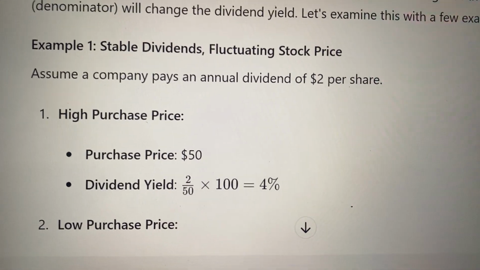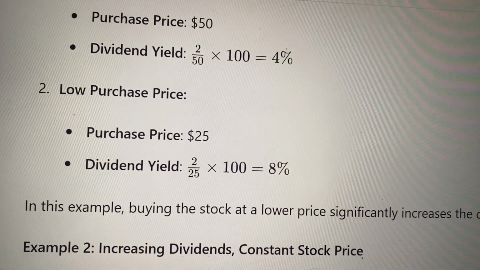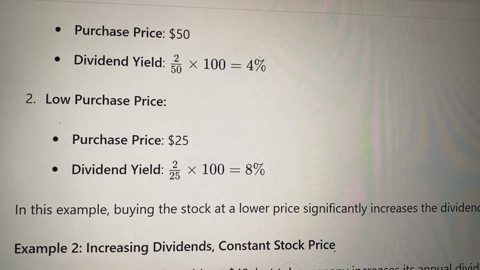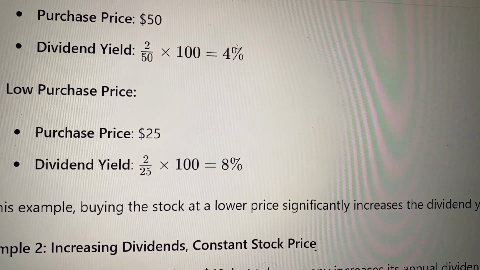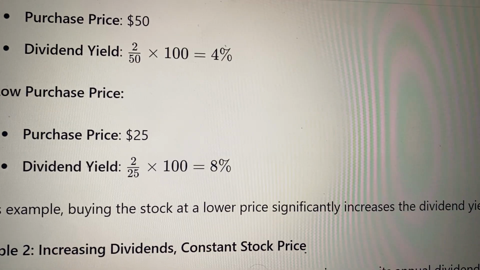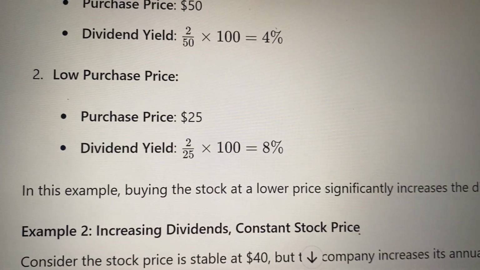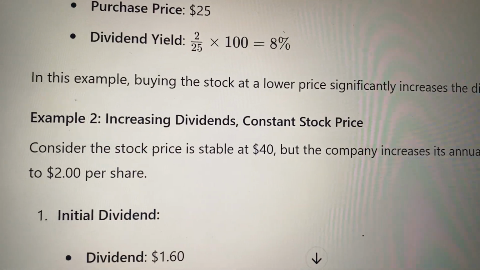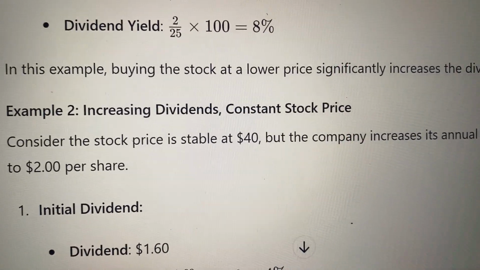A low purchase price. The purchase price is $25 as opposed to $50. So the dividend yield is $2 divided by 25 times 100 equals 8%. In this example, buying a stock at a lower price significantly increases the dividend yield. Moving on to example number two. Here we look at the scenario of increasing dividends.